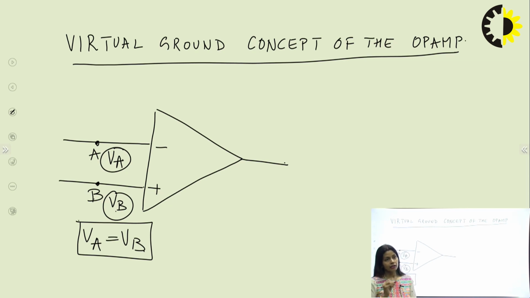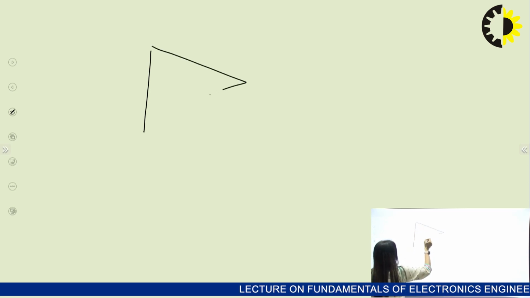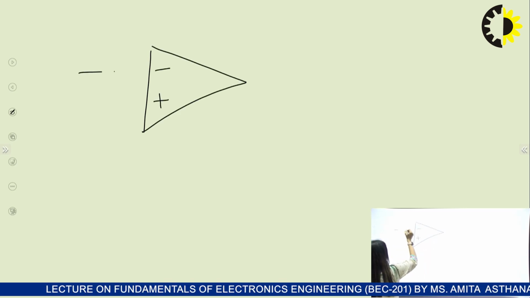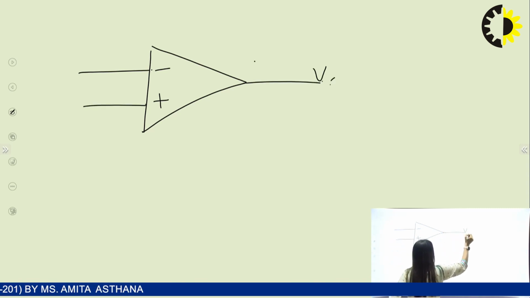If I make these two voltage points equal, then we can apply our concept to the numerical, right? Let us start by taking an example OPAMP circuit, and always remember this VA equals VB will be applied. Here I am making the OPAMP circuit. This is the minus terminal, the inverting terminal, and this is the non-inverting terminal. From pin number 6 we are taking the output.